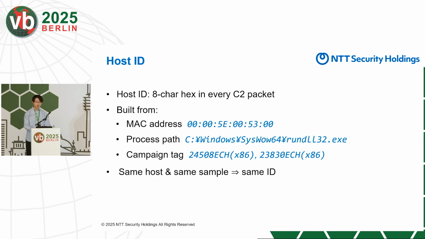The code joins 3 local variables: the MAC address of the network card, the name of the running process, in our sample run_dll32.exe, and a fixed campaign string inside the binary, often a date-like value. Then a small custom routine squeezes this long string down to 8 hex characters. The host ID stays the same after a reboot or even a second infection.